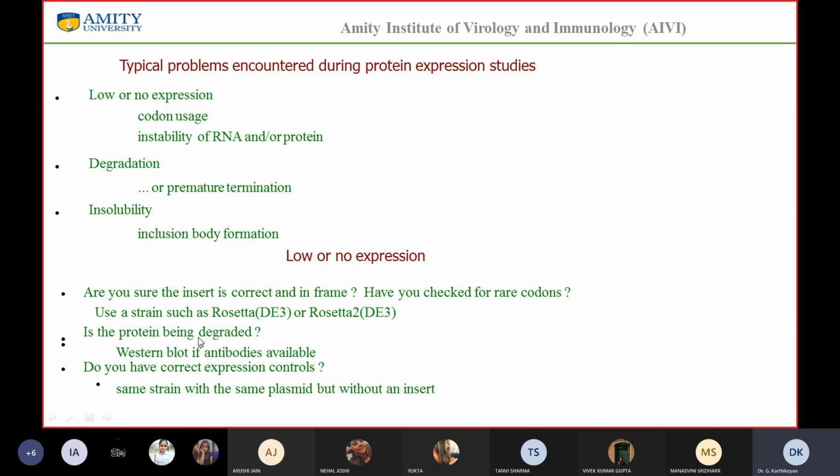Okay. And then, do we have the correct expression controls? In the previous one, you saw one without induction. So you need to have appropriate controls to make sure that your expression is correct. Okay. And so let's quickly see this short video.